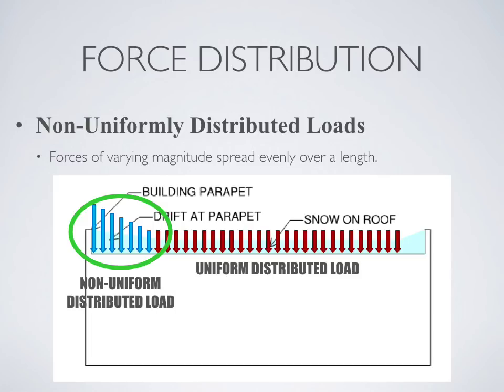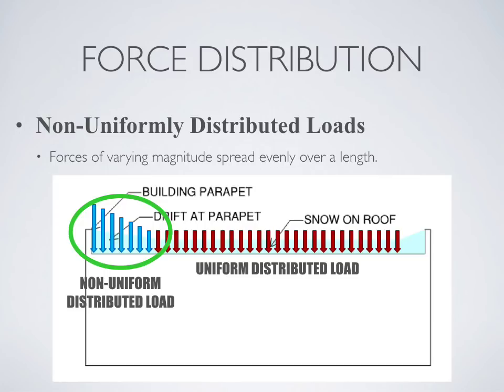Okay, so we have uniformly distributed loads, but distributed loads don't necessarily need to be uniformly distributed. They can vary. A great example of this is when we have drift on a roof and the snow piles up in the corner, we get a non-uniformly distributed load. So it's still in the pounds per foot unit. It's still distributed. It's just not constant.